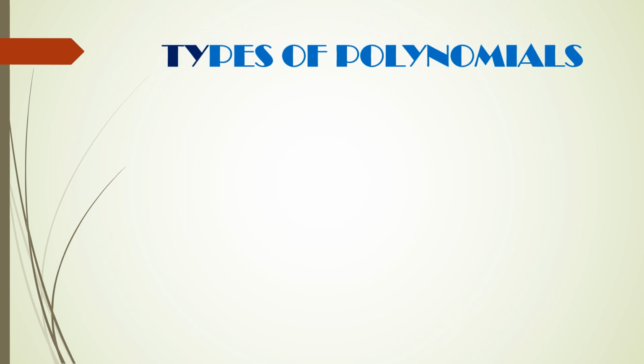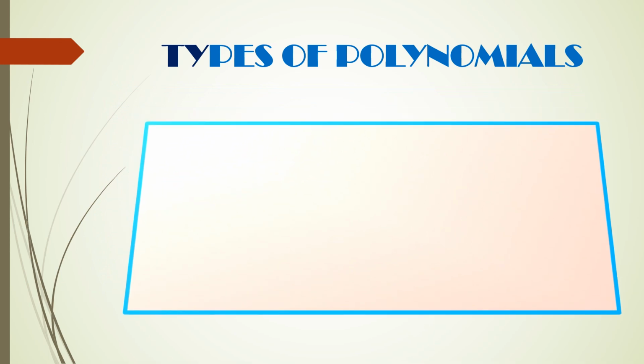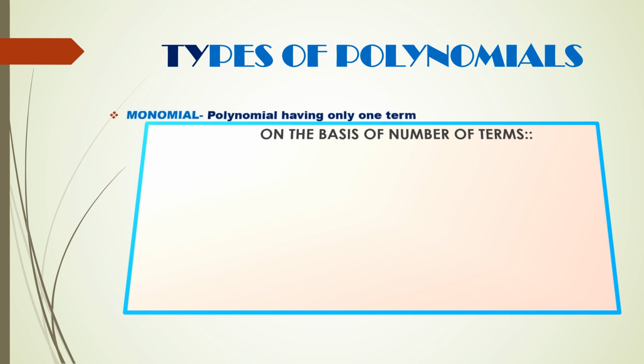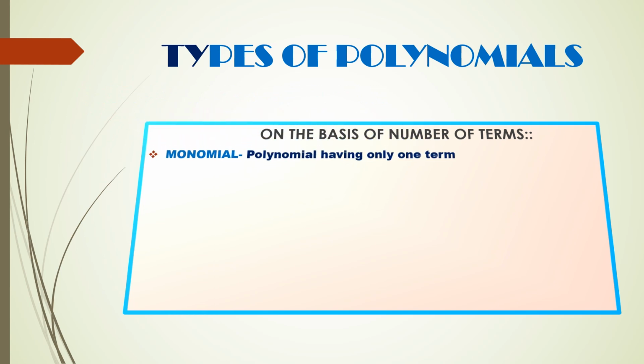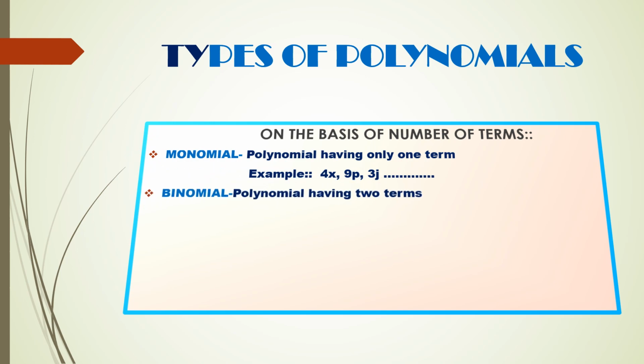Let us now see the different types of polynomials. First, we will find the type of polynomial on the basis of number of terms. First, we have monomial. Monomial is a polynomial having only one term, as we can see in the examples. Next is binomial. Binomial is a polynomial having two terms, as we can see in the examples.